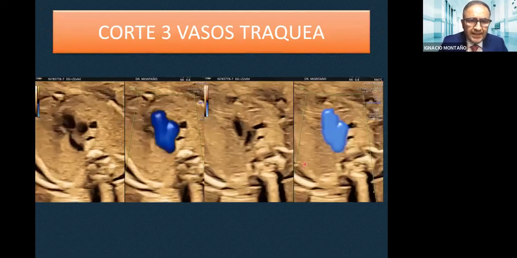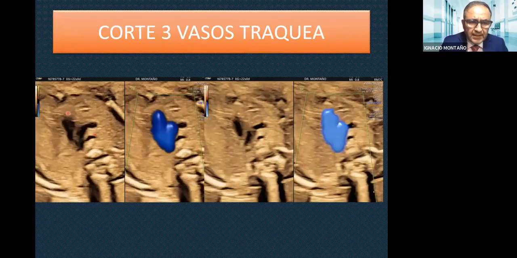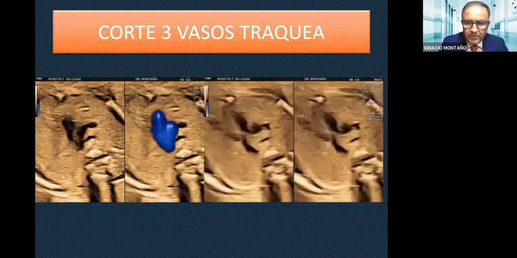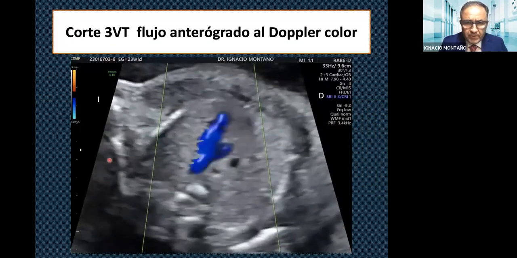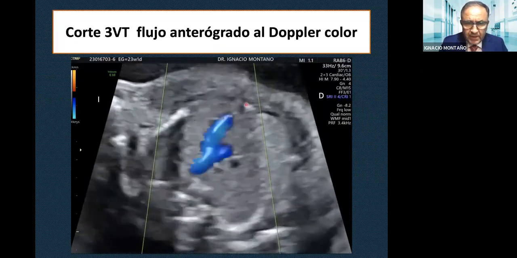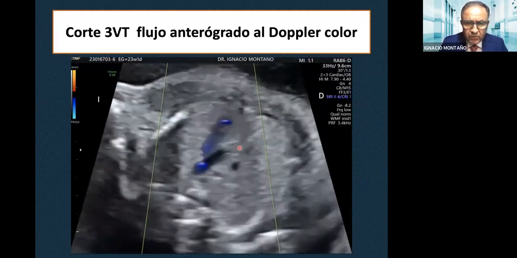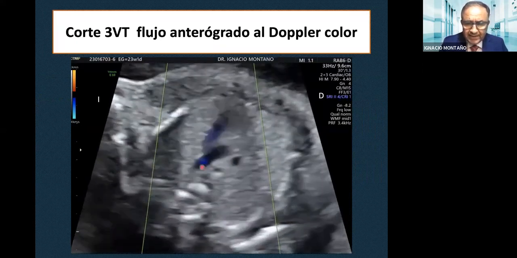Here we see in grayscale and color Doppler from left to right, the ductal arch, the transverse aortic arch, the vena cava, and the trachea. Antegrade flow in both the ductal arch and the aortic arch. Always from left to right, the ductal arch, the transverse aortic arch, the vena cava, and the trachea.